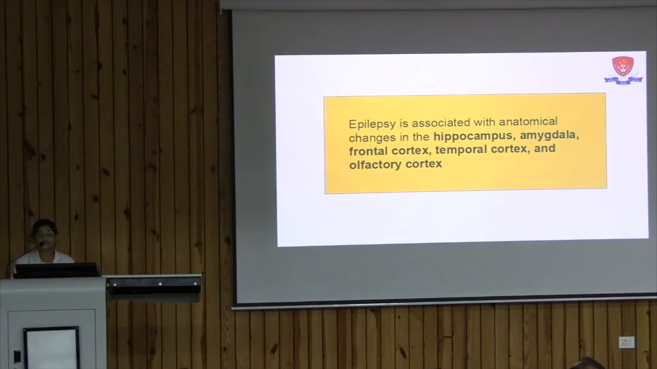Now that we have discussed an overview of epilepsy, we shall move on to the anatomical phase of it. Epilepsy is associated with anatomical changes in the hippocampus, amygdala, frontal cortex, temporal cortex, and olfactory cortex.